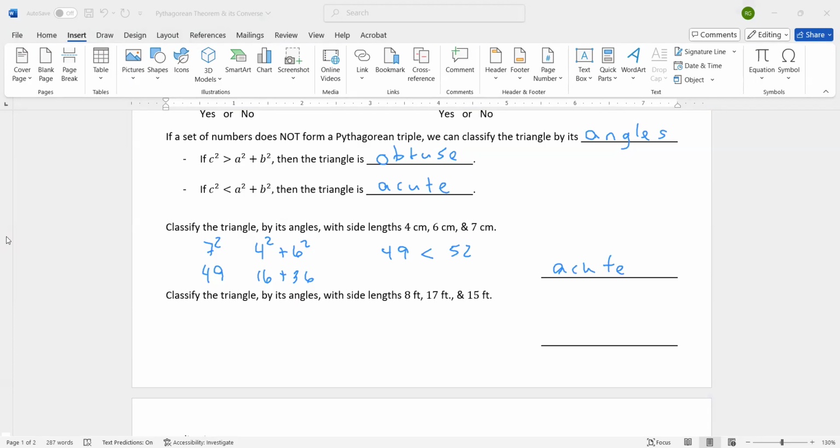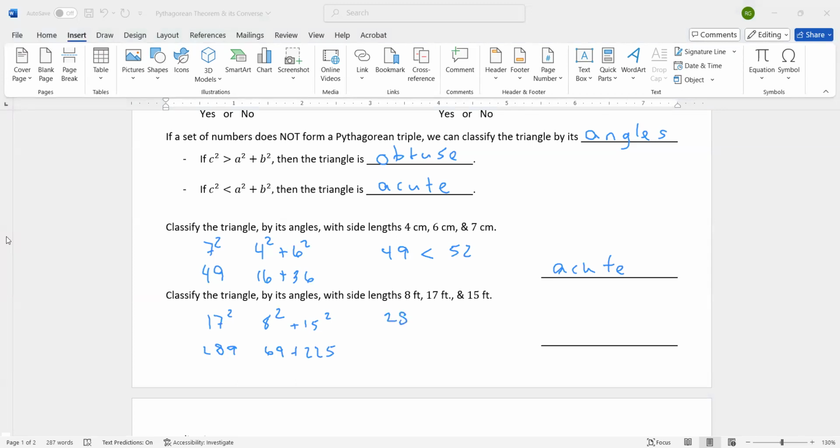All right. Try the next one. My biggest side here is 17. So 17 squared, 8 squared plus 15 squared. 17 squared is 289. 8 squared is 64 plus 225.